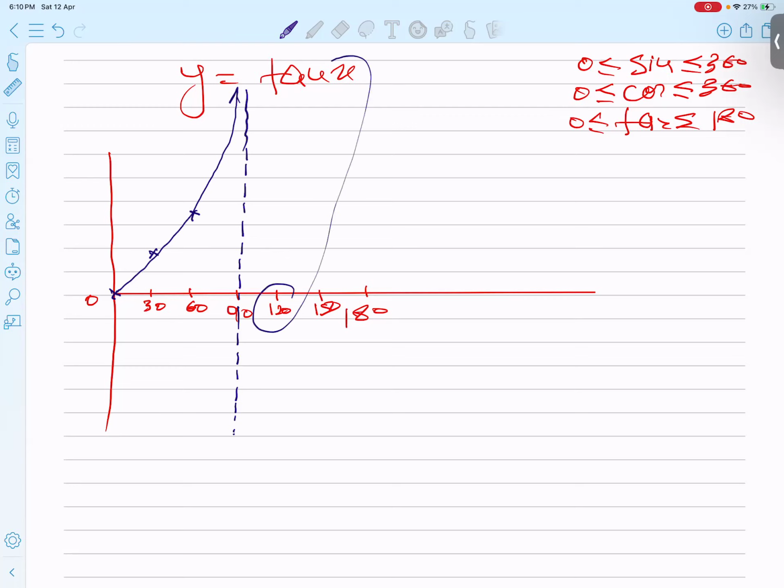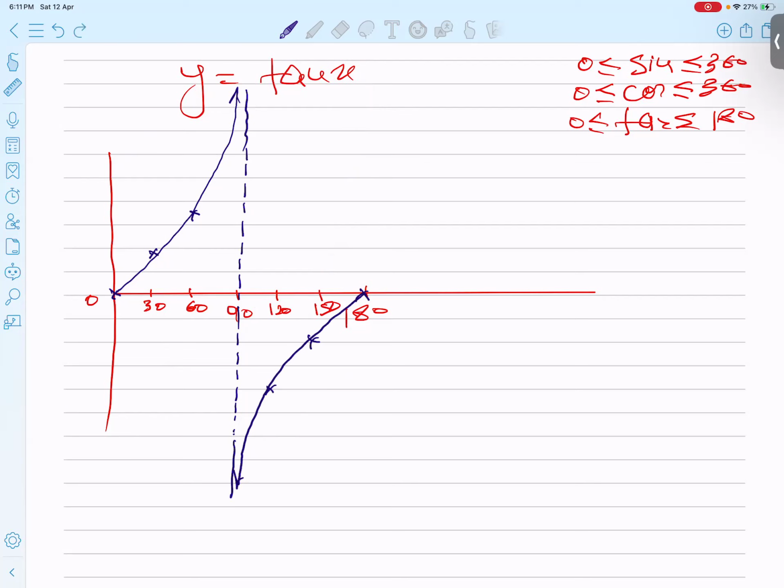Please plug in 120 in the place of the angle. I get negative root 3. It means I get this number negative. Now you type 150, students, and I get a very simple number here again, and at 180 I get a 0. So the graph is going this way and going to be parallel. So this is still 180.